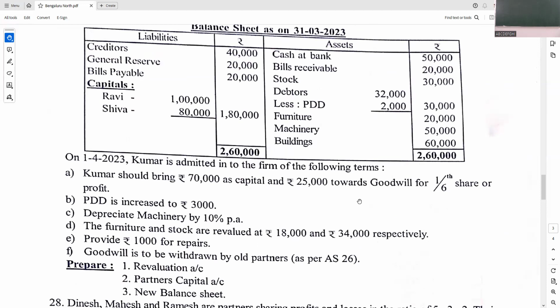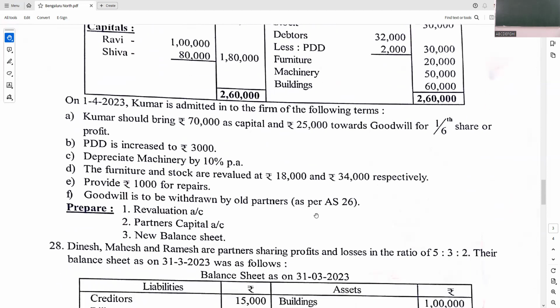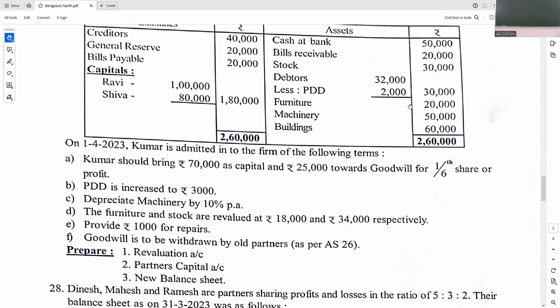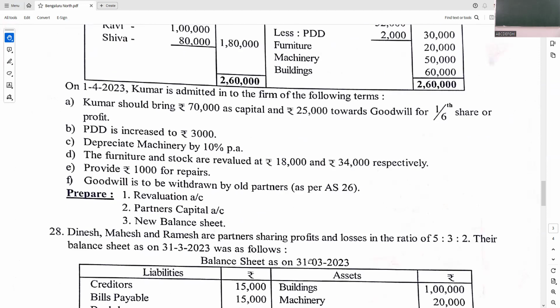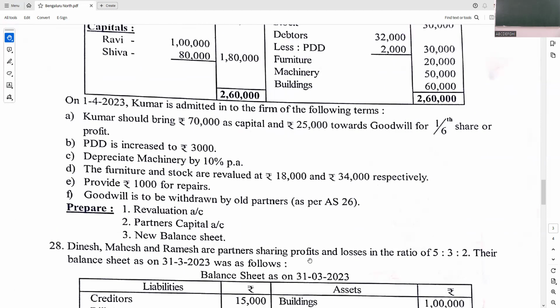Simple problem on admission of partner, not much adjustments. PBD is increased to 3,000. So it is 2. Then 2,000 is already there. 2,000 to 3,000 means only 1,000 should be created on the debit side of revaluation account.